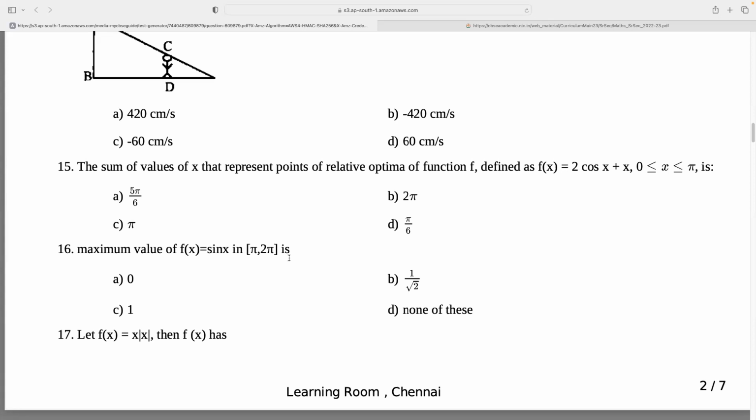So the 15th one. The sum of values of x that represent the points of relative optima of function f are defined as. I think they are relative optima, they are talking about maximum. Sir, is it absolute maximum? Between 0 to pi, check where this function attains maximum or minimum. Optimum means it can be either maximum or minimum. So first find f dash of x equal to 0 and find the values of x for which f dash of x is 0. What will be the answer?